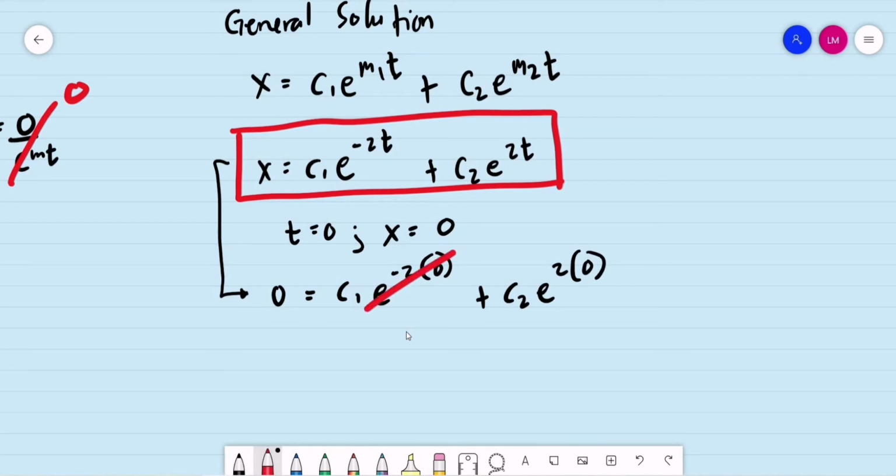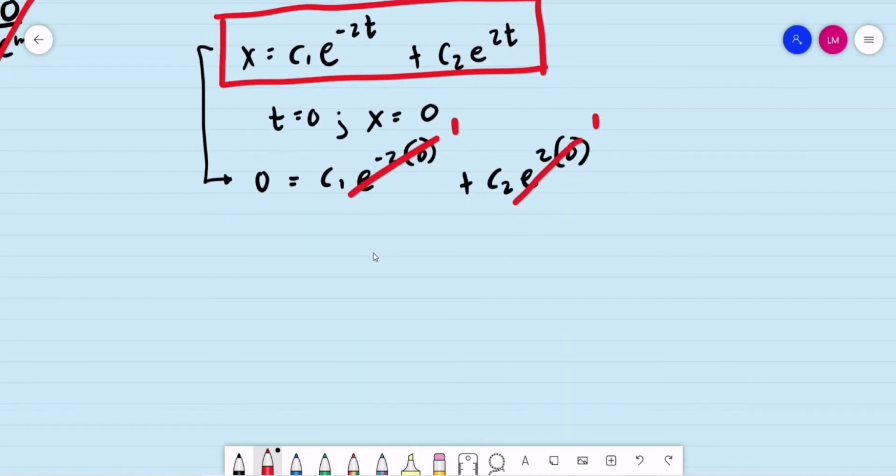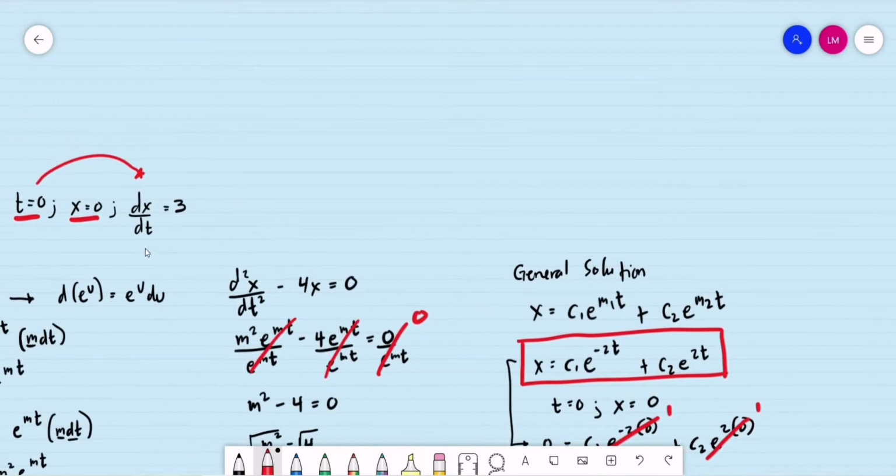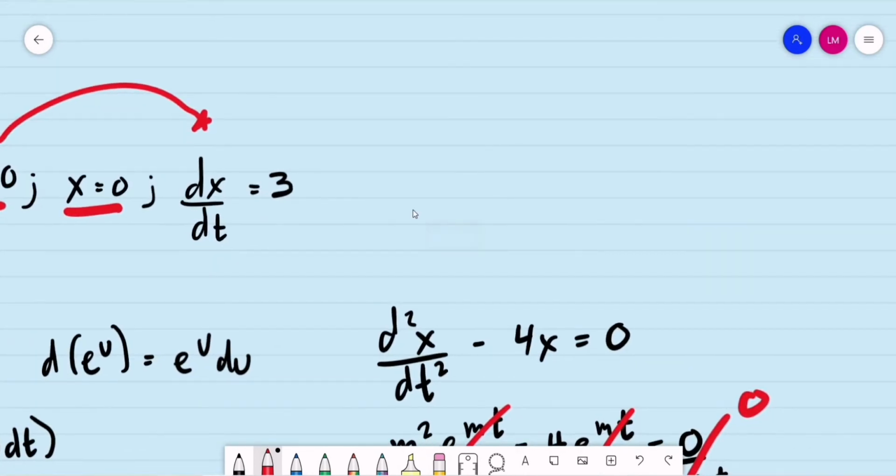So we know the values. e raised to 0 is the same as 1. So we'll be having our first equation. This is now 0 equal to c1 plus c2. So we can have an equivalent, let's say c sub 2 transpose, that will be negative c sub 2 is equal to negative c sub 1. This is our first equation. We are now to use the other given, that is the dx over dt is equal to 3.